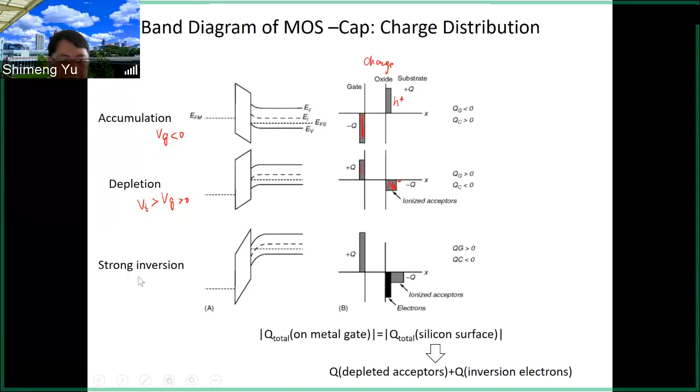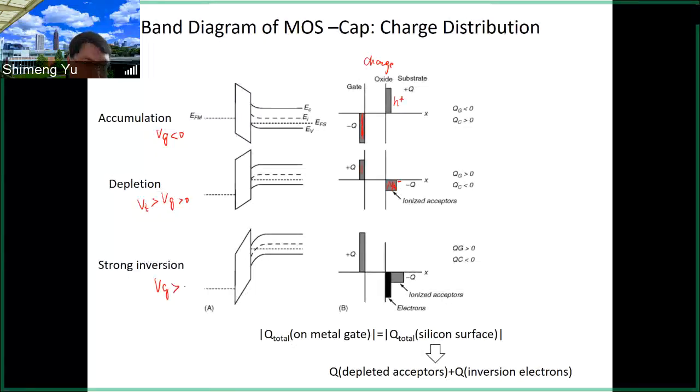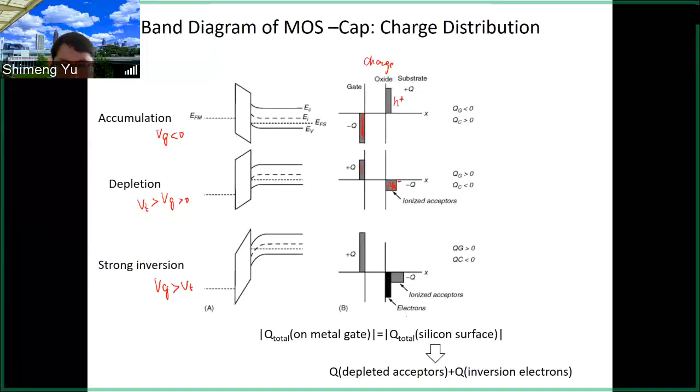But when we have the strong inversion, right, when the gate voltage is large enough, larger than threshold, then we are going to induce the surface electron. This is the inversion. Because you have so many positive charge here, then you need additional electron at the surface to balance that.